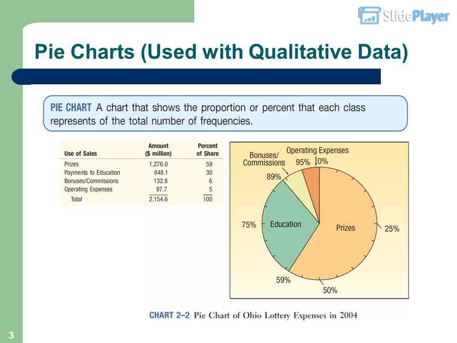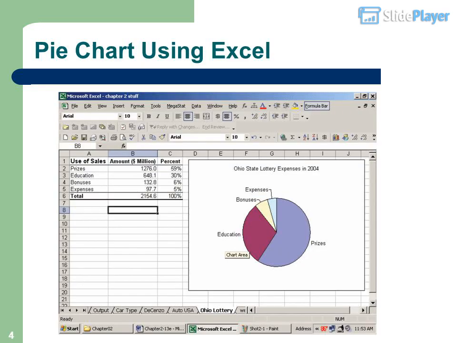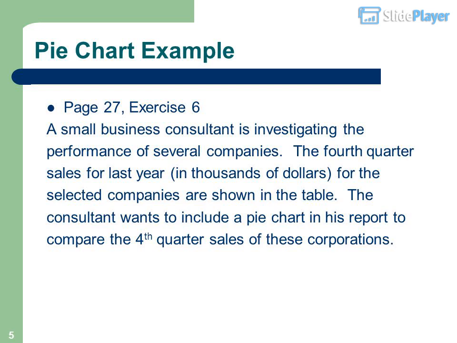Pie charts, used with qualitative data. Pie chart using Excel. Pie chart example, page 27, exercise 6. A small business consultant is investigating the performance of several companies. The fourth quarter sales for last year, in thousands of dollars, for the selected companies are shown in the table. The consultant wants to include a pie chart in his report to compare the fourth quarter sales of these corporations.